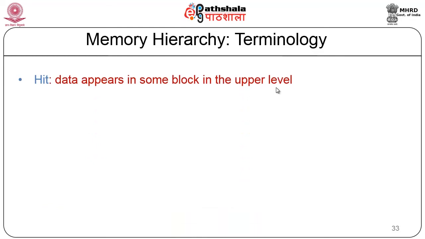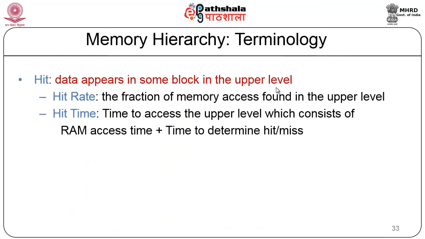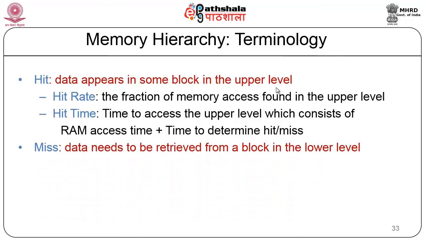So, if you look at the terminologies associated with memory hierarchy, we talk about a hit where the data appears in some block in the upper level. So, that is called a hit. The hit rate is the fraction of memory accesses found in the upper level, and the hit time is the time taken to access the upper level, which consists of the RAM access time plus the time to determine whether it is a hit or a miss.